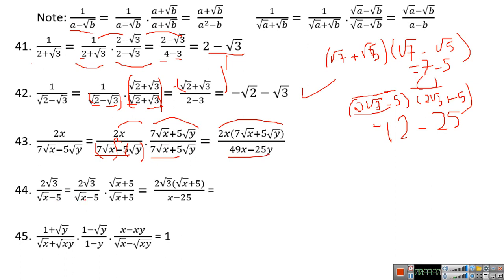Here, if you have root x minus 5, you multiply by root x plus 5 up and down. So a square minus b square. So this is x minus 25.